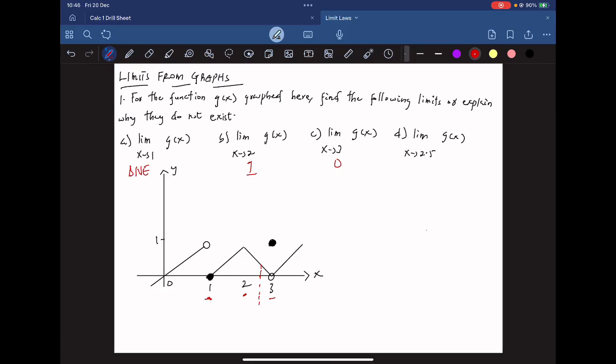Now as we approach from the left, we get to see that it goes here. From the right, we get to see that it goes here. So it meets somewhere in between. And if you trace it, you have something like this, which is basically 0.5. I hope this makes sense.